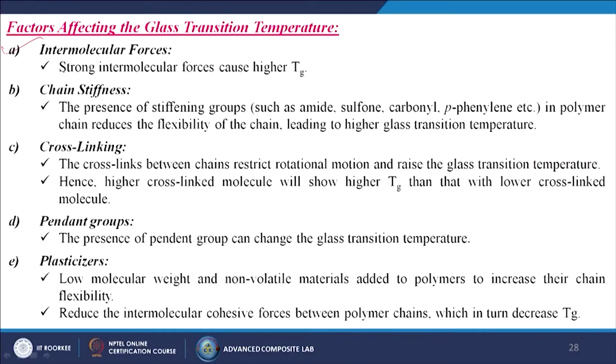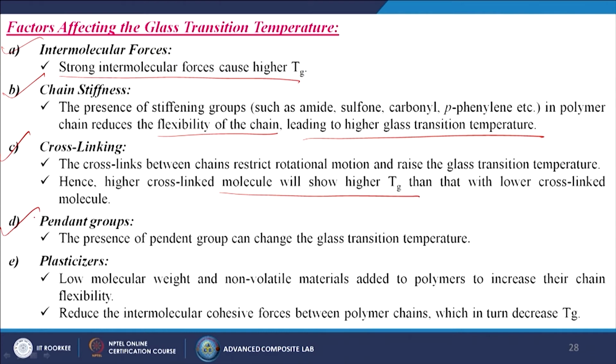So, what are the factors affecting the glass transition temperature? First is intermolecular forces. Strong intermolecular forces cause a higher glass transition temperature. Next one is chain stiffness. The presence of stiffening groups such as amide, sulfone, carbonyl, p-phenylene etc. in polymer chains reduces the flexibility of the chain, leading to a higher glass transition temperature. Next is cross linking. The cross links between the chains restrict the rotational motions and raise the glass transition temperature. Hence, a highly cross linked molecule will show a higher glass transition temperature than one with lower cross linking.